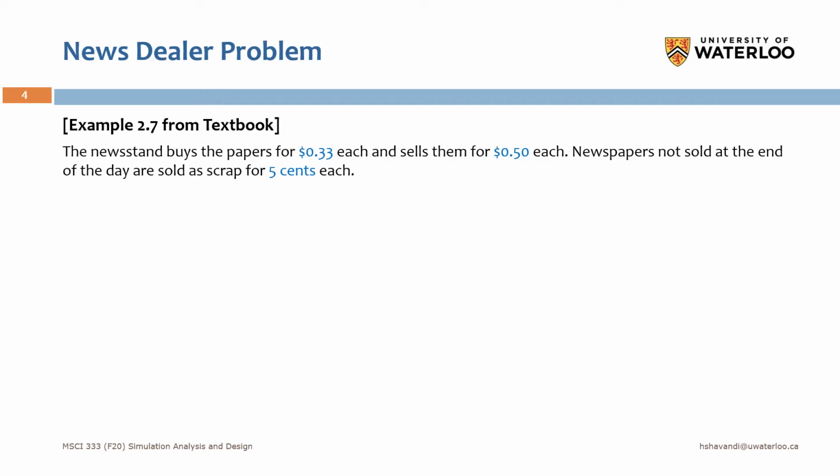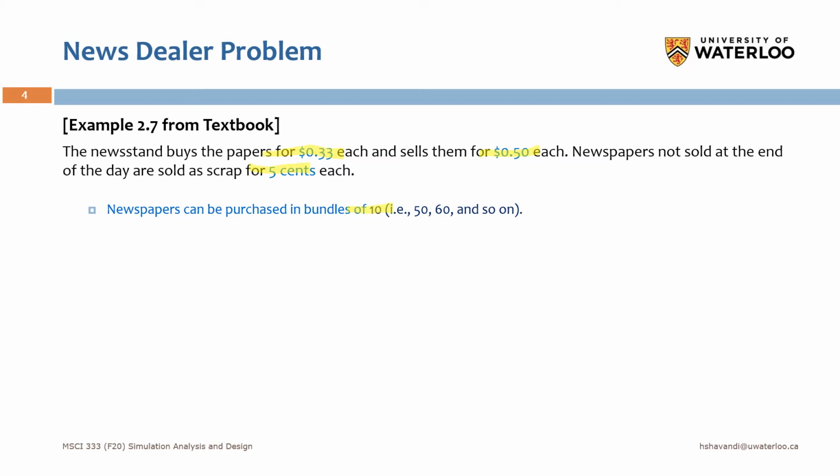Okay, let's start the first model, the news vendor problem. Here we assume a news vendor buys the papers for 33 cents each and sells them for 50 cents each. So there will be 17 cents profit per newspaper. Newspapers not sold at the end of the day are sold as scrap for 5 cents each. Newspapers can be purchased in bundles of 10, for example 10, 20, 30, 40, 50, 60, and so on.